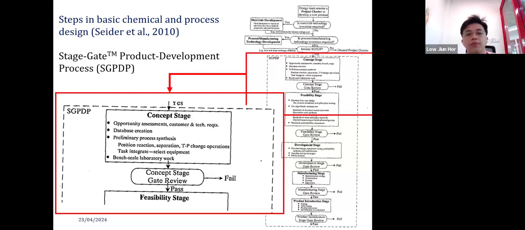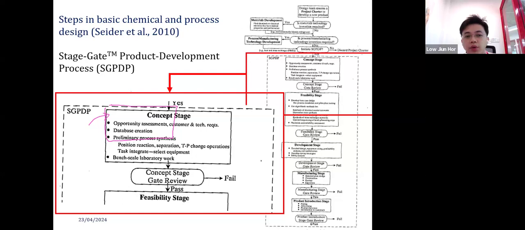Okay, so after that, we proceed to the concept stage. Under the concept stage, you need to try to develop the concept for your chemical plant. The first one is, you need to know who the potential customers of your chemical plant are. What is the company? What is the potential customer you are going to supply the product to, the product that you are going to produce based on the chemical plant that you are going to design?